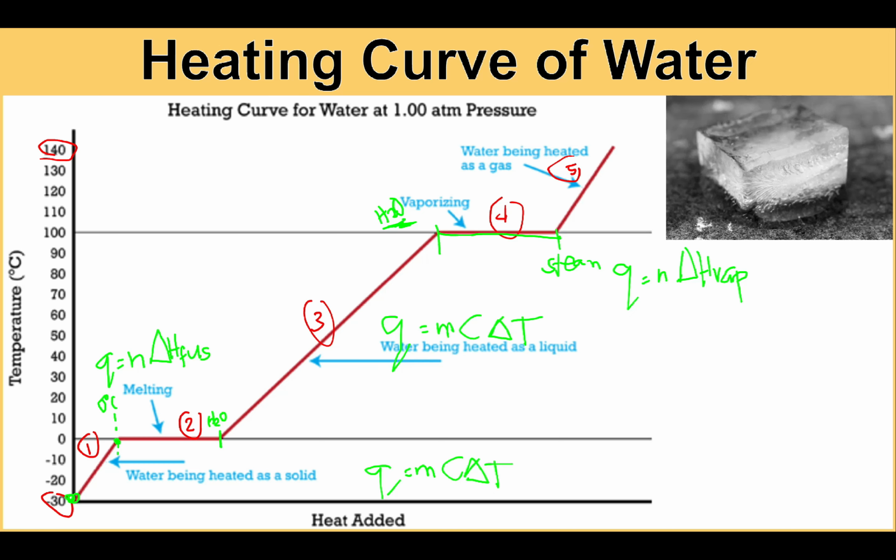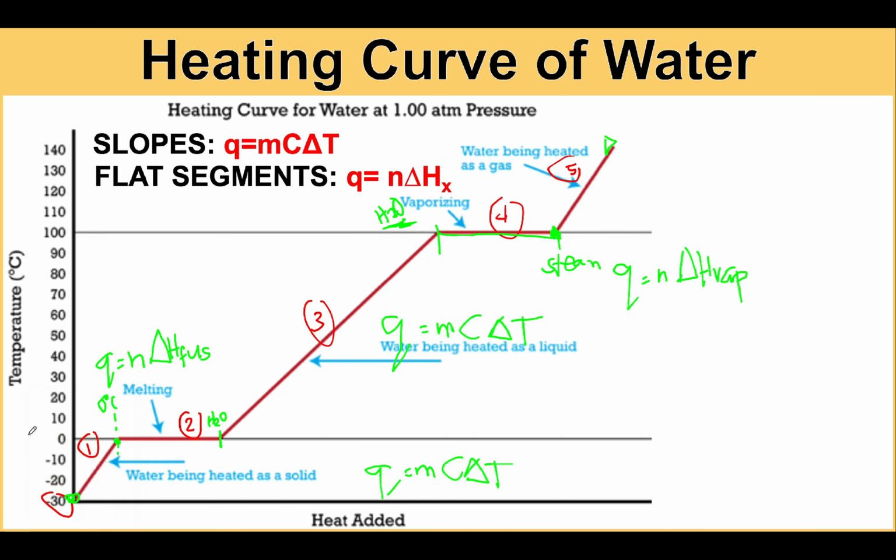Okay, so the last step is steam at 100 to steam at 140 because that is the goal. So there is another slope. So the formula is Q is equal to m times specific heat times the change in temperature. Okay, so to summarize, all the slopes will have the formula Q is equal to mcΔT. Flat segments will have Q is equal to moles times the heat of X. X can be fusion or vaporization.